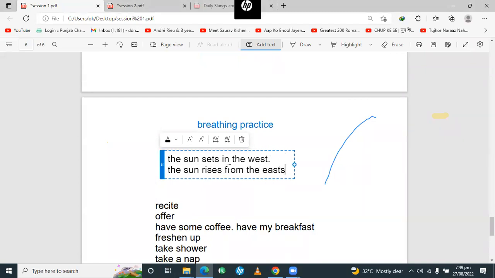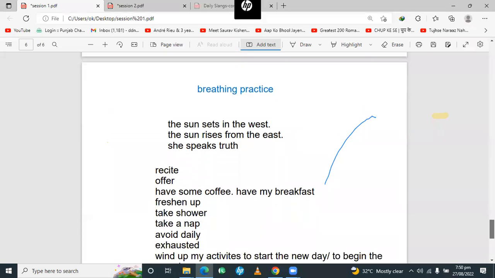Again, universal truth. Or if there is some habit that is unchangeable, like she speaks truth, this is also habitual, consistent, unchangeable. You can use present simple. So tell me, is the use of present simple clear to you guys? Is it clear?